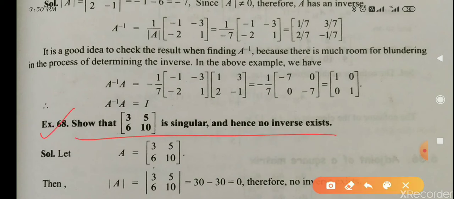Show that it is a singular matrix and hence no inverse exists. So you can see it is a singular matrix. If you find the determinant, if the determinant is 0, then it is a singular matrix. So you are finding the determinant: 3 tens are 30, 6 fives are 30, 30 minus 30 is 0. Determinant is 0, it is a singular matrix. So that's why this given square matrix does not have any inverse.